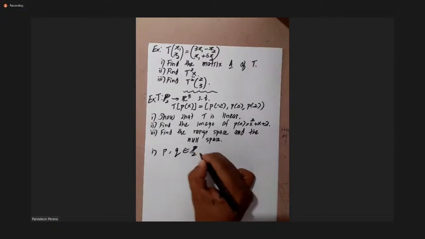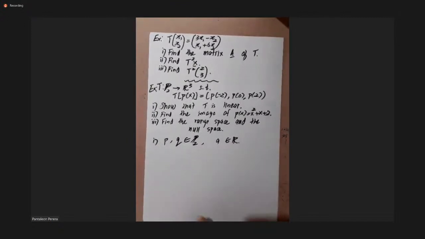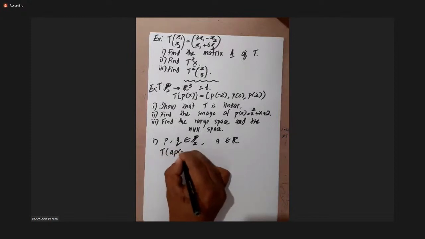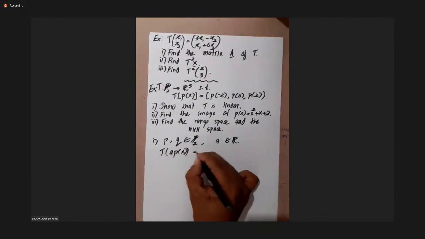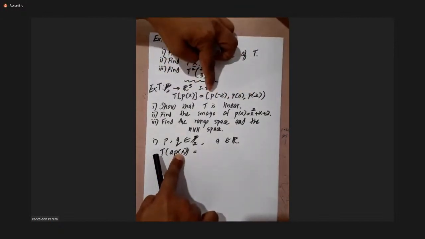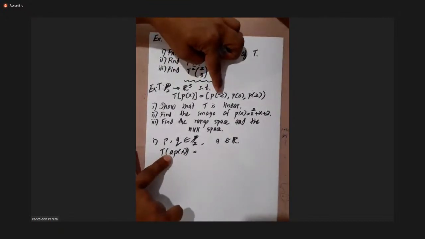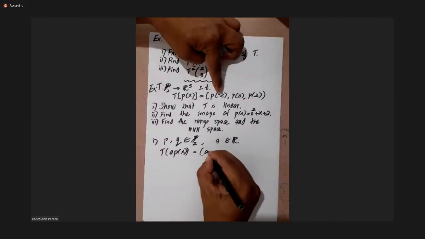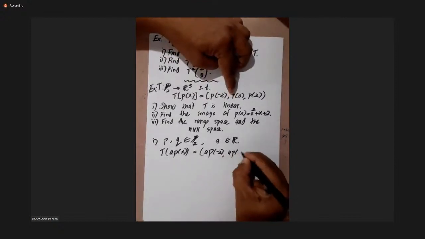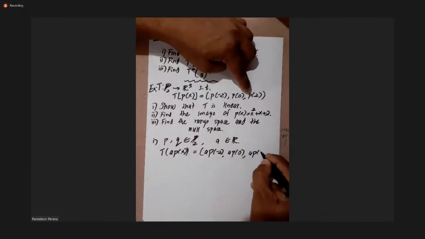So these are in P2. Take a is a real number. Now you can show it like this. First one, a p(x). We'll find T of a p(x). Still, you substitute -2 here. a is free of x. So the first component is a p(-2). Second component, a p(0). Third component, if you substitute 2, a p(2).